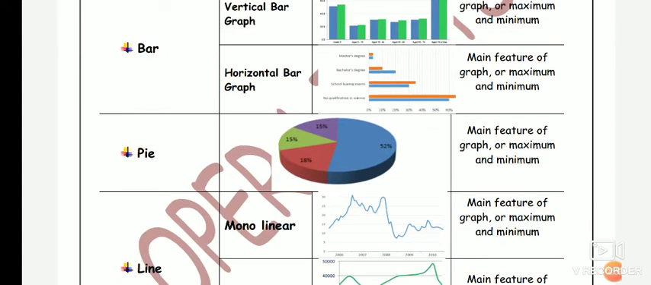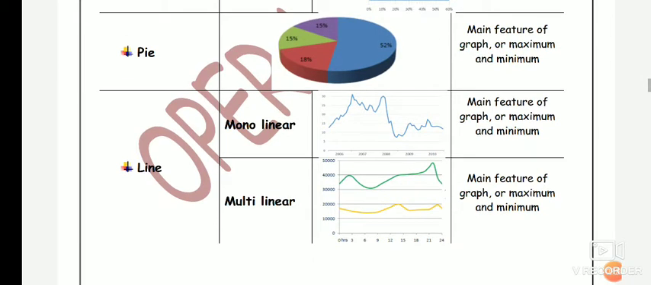Then next is the pie chart, and you can see the photo also. It contains a total of 100%, and in the pie chart they distribute the 100% ratio into different sections according to the question, and you have to compare accordingly.